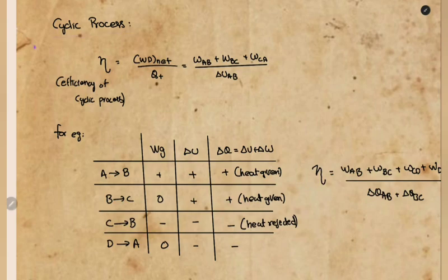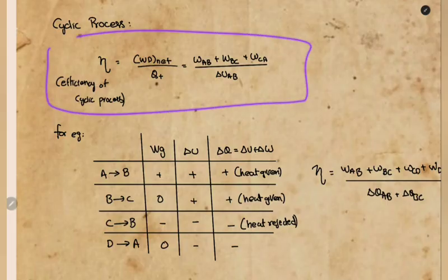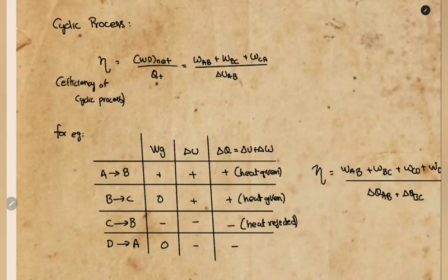Cyclic process. If there is a question on a cyclic process and they ask you to find the efficiency of the cyclic process, this is the only formula, guys. Net work done divided by Q plus, which means the delta Q values which are only positive.